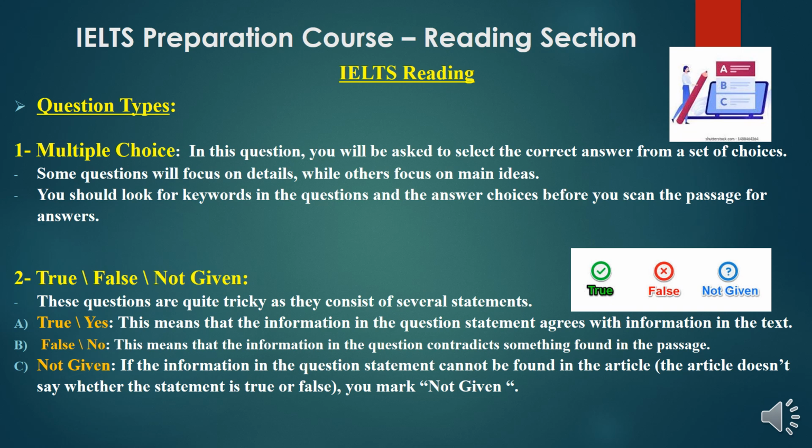Number B, false or no. This means that the information in the question contradicts something found in the passage. Number C, not given. If the information in the question statement cannot be found in the article and it doesn't say whether the statement is true or false, you mark not given.